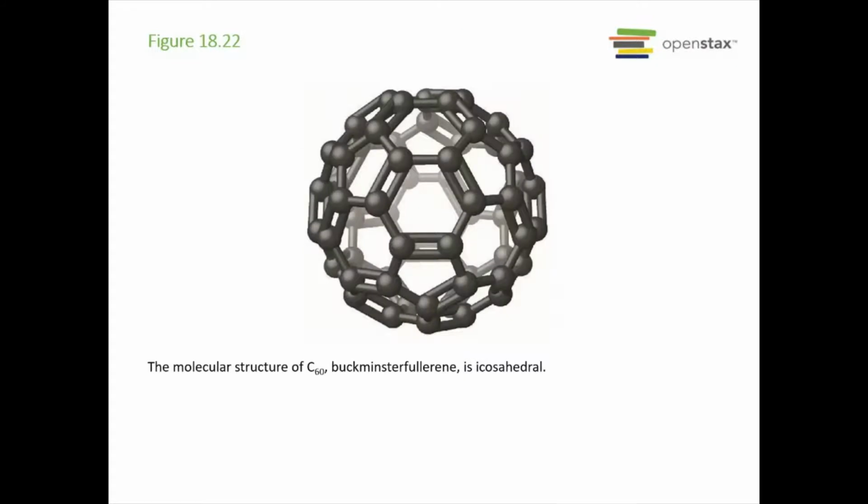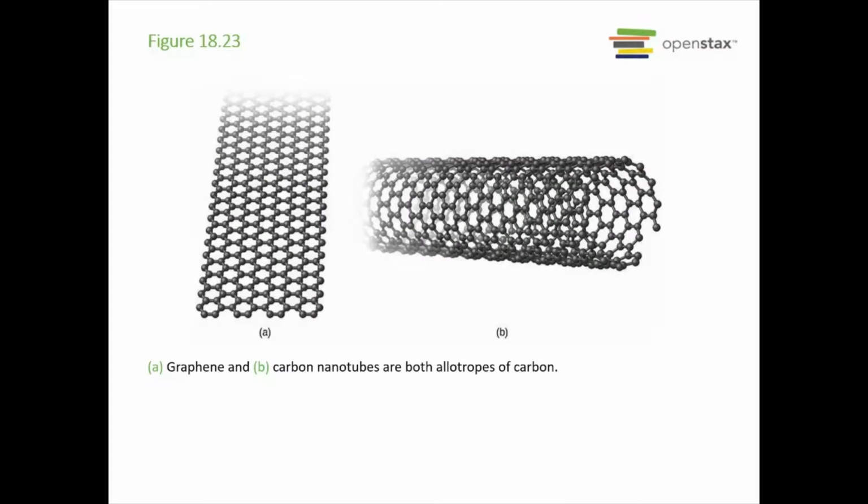This is what Buckminster fullerene looks like. It's basically a soccer ball. So you can see you've got pentagons and hexagons to make this C60 shape, an icosahedral. Graphene is basically single sheets of graphite. And interestingly enough, one way that it's separated out is by using tape on graphite and peeling off a layer. And carbon nanotubes essentially is graphene that is put into a tube.